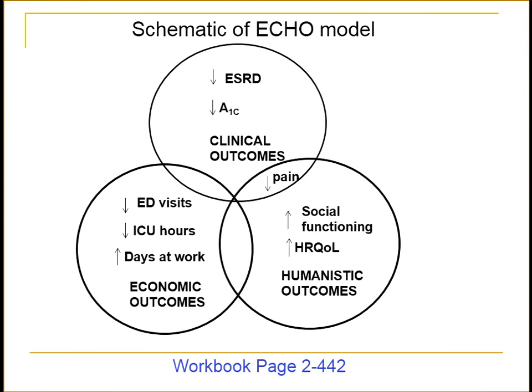Kozma in 1993 had a model that was developed called the ECHO model. And what this stands for is economic, clinical, and humanistic outcomes. And she put them into categories that are overlapping. For example, pain can be either a clinical outcome or a humanistic outcome.